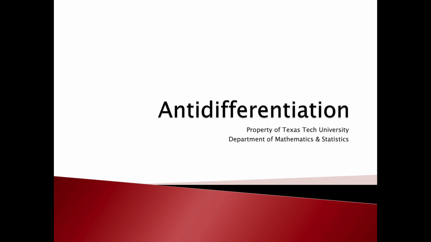Hello everybody, welcome back. Now we're starting on something new and exciting. We're doing anti-differentiation. So we've talked about derivatives and where they come from and what we can use them for and how that's all important and connected to slope, all those really cool ideas. But now we're going to do the process in reverse.